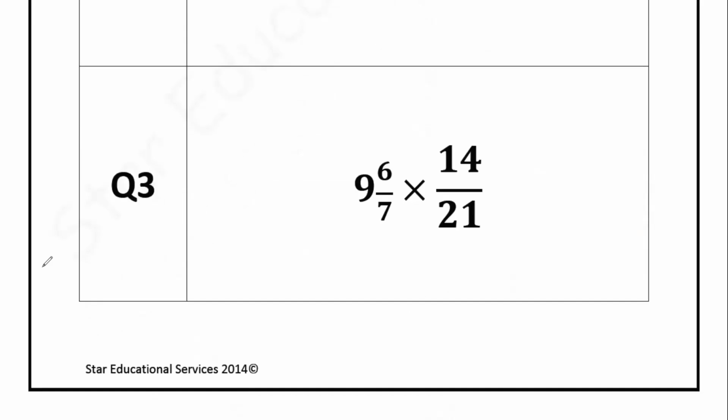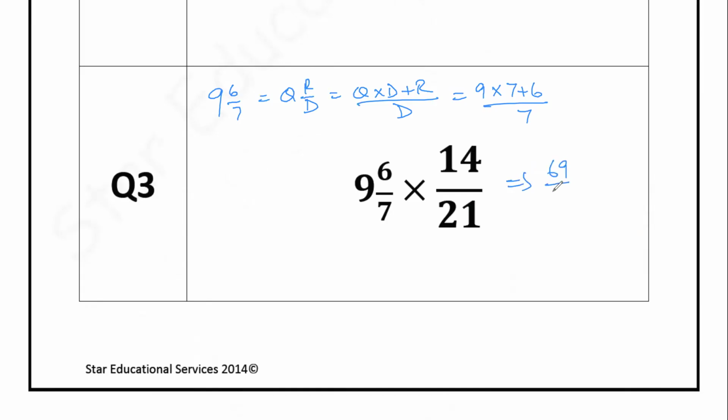Question 3. So 9, 6 over 7. Remember, this is quotient, remainder upon divisor. So we do quotient into divisor plus remainder upon divisor. So that is 9 into 7 plus 6 upon 7. Therefore, what we get is 63 plus 6, 69 over 7. So that is 69 over 7 into 14 by 21.